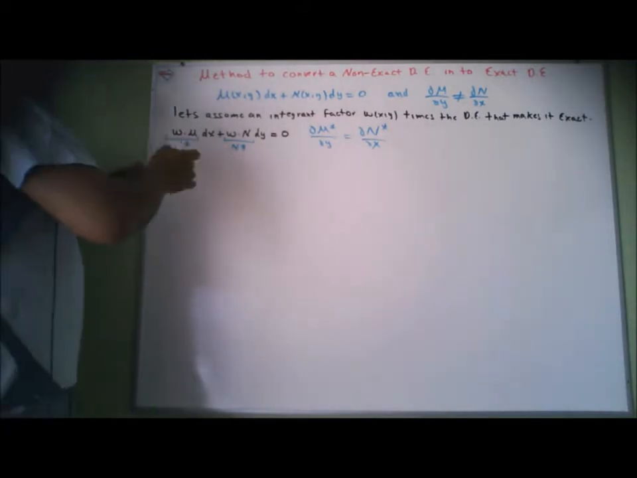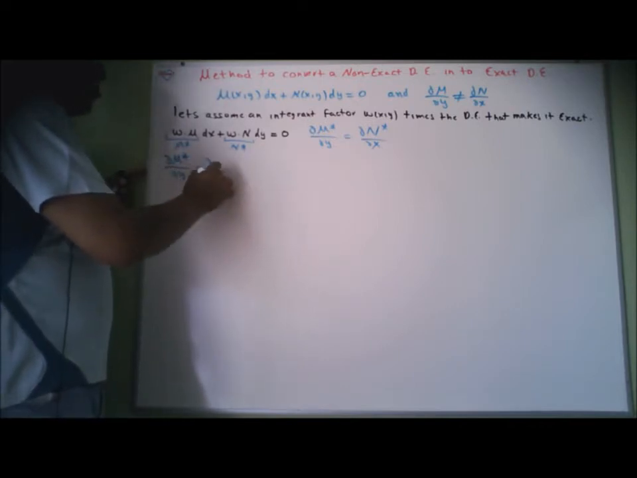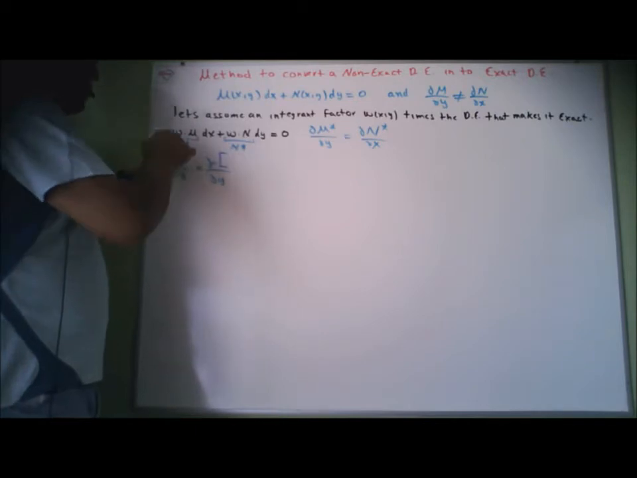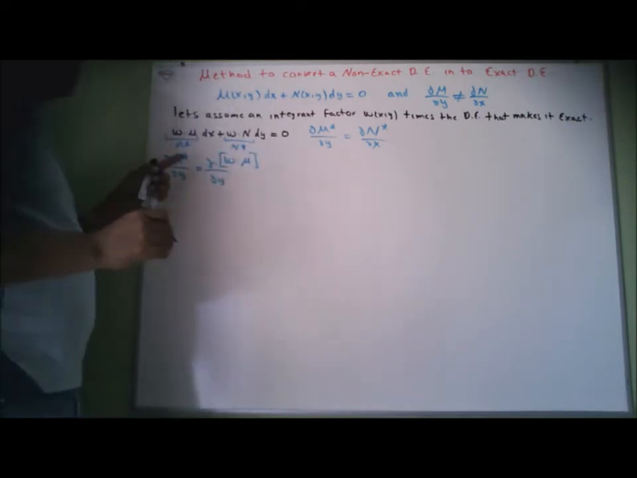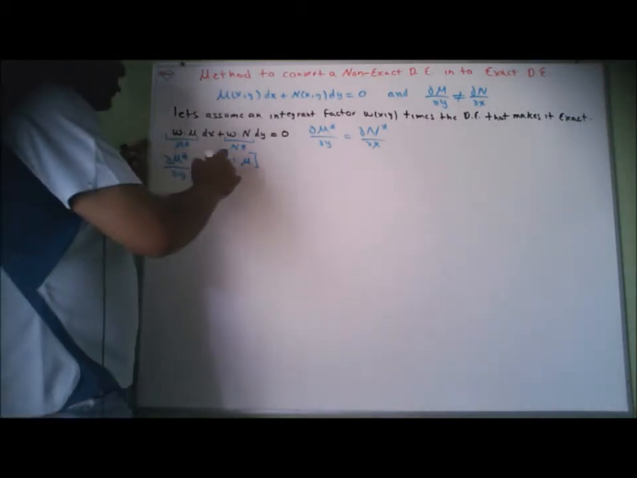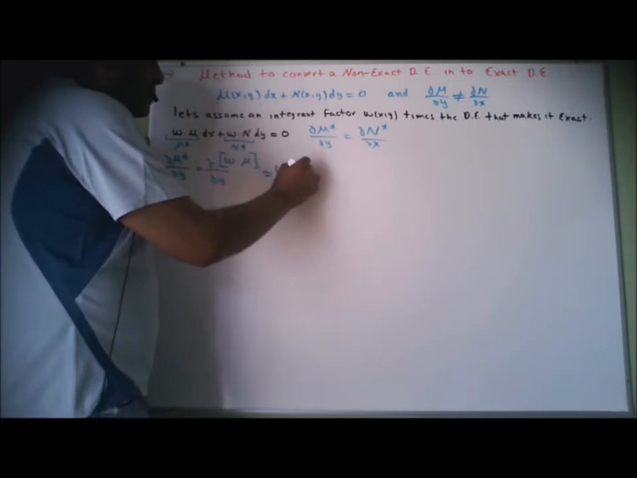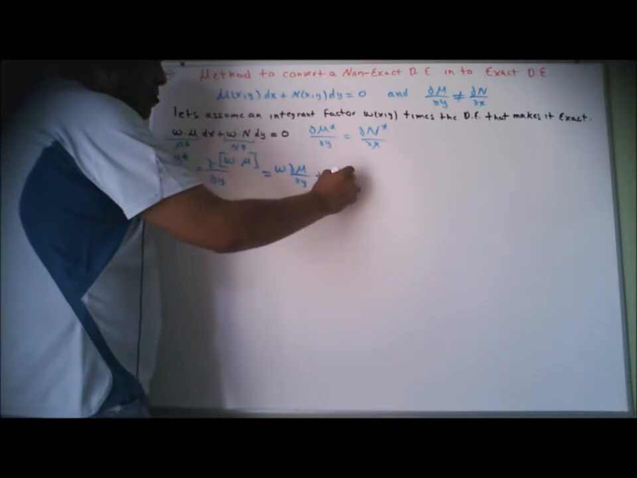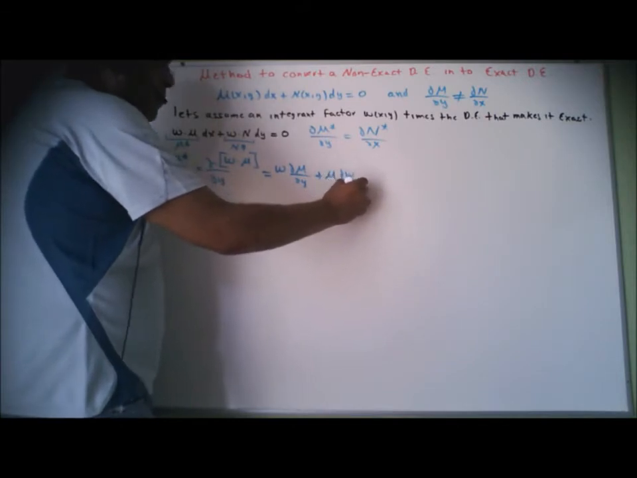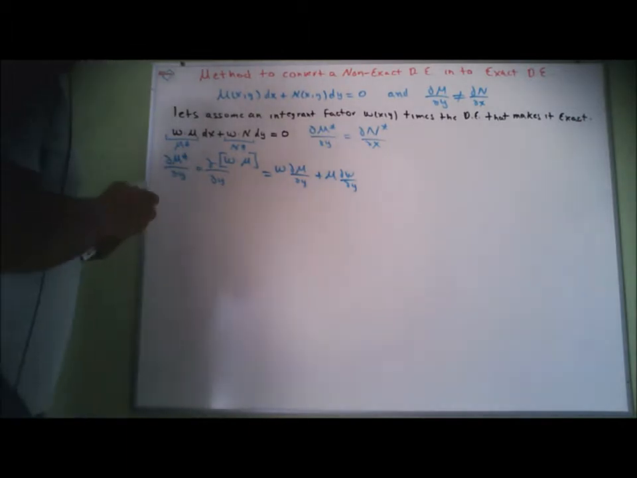Now let's check if this happens. Taking the partial of M star with respect to y, that is equal to the partial with respect to y of this multiplication, w times M. Let's do the development of this partial derivative. Because we have a multiplication, it is w times the partial of M with respect to y plus M times the partial of w with respect to y. So that is the partial of M star with respect to y.